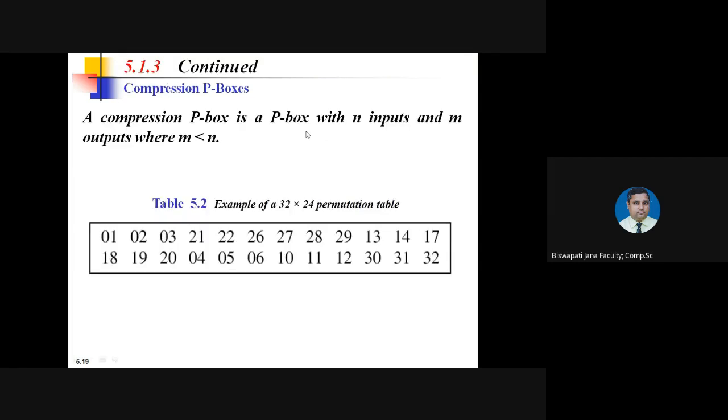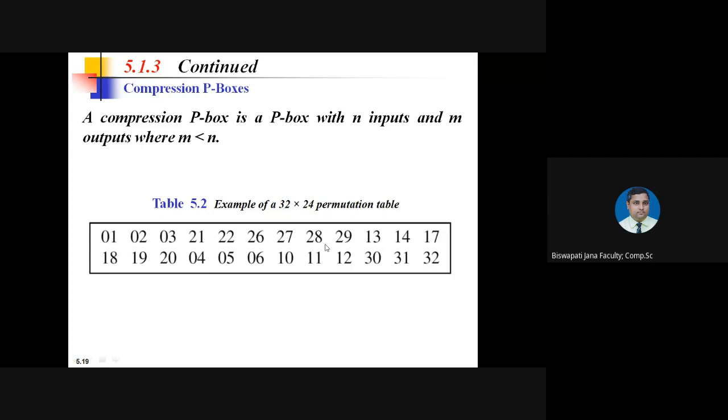Now this is a compression P box. Suppose in a compression P box, you have taken 32 bits at the input level, but at the output level it is 24. So some bits have been removed. Suppose 1, 2, 3 are there, 4, 5, 6 are there, but 7, 8, 9 are not there. So those have been removed. By observing this block, you can easily say whether it is compression, expansion, or straight.